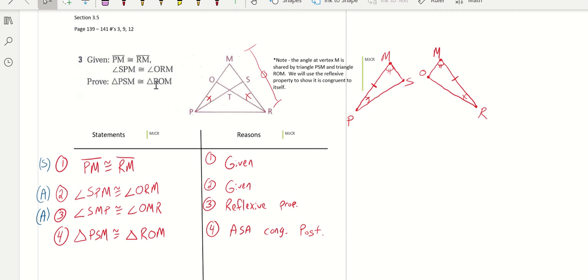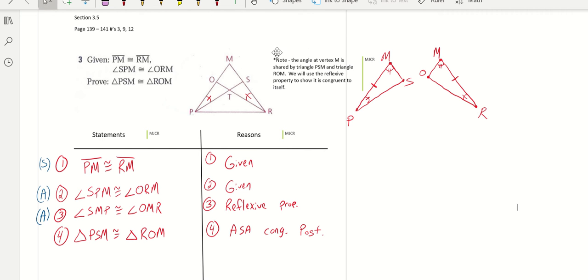We're trying to show that triangle PSM is congruent to triangle ROM. So ROM is this triangle right here on the right side. I outlined it as well. You will see the angle at vertex R has an arc with one tick mark, meaning the angle at vertex P and the angle at vertex R are congruent. Again, that was in our given information. We were also given that RM is congruent to PM, so that is shown with the one tick mark. So I'll erase what I have over here from earlier.